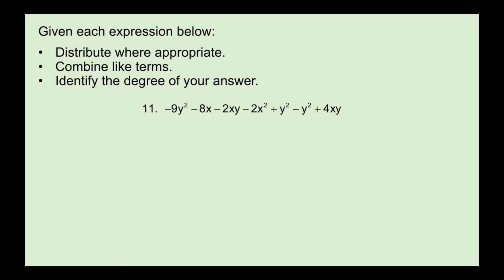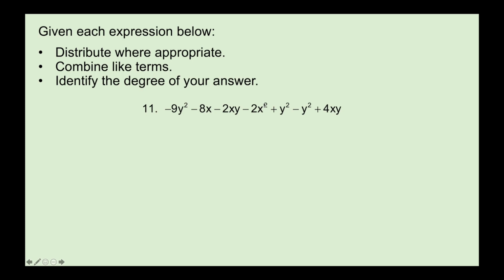As we look at number 11, we are looking at a multivariable expression. So it says that we're going to distribute where appropriate. Well, we have no distributions happening here. Combine like terms. And when we look at this, again, there's not a proper way to write these as far as standard form is concerned. But since we're dealing with x and y here, I am going to start with x's first. And I want to start with the highest degree of the x's. And that's going to be x squared. So I'm going to look through this and find anything with an x squared in it that can combine, and it doesn't. So my first term is going to be negative 2x squared.